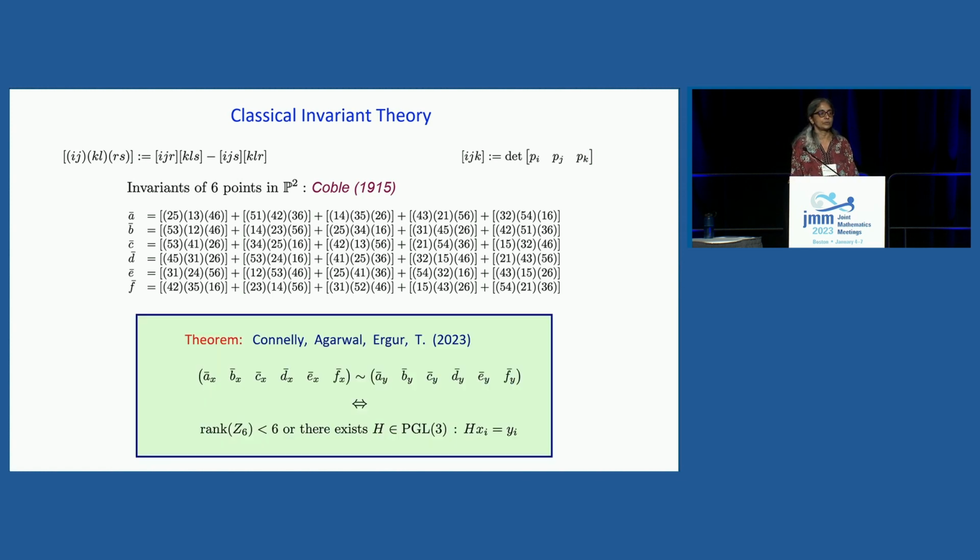And now here is the cubic surface theorem rewritten in this language, okay? This theorem says that if you want to know whether the rank of Z6 is less than 6, then essentially you have to compute these 2 sets of invariants from the X points and the Y points, so you get a vector. And these 2 vectors become equal in projective space if and only if either the rank drops or there's a homography that relates the X's and the Y's together, okay? So this is a different way to package the same result and gives you some illustration of the types of mathematics that comes into these general questions.